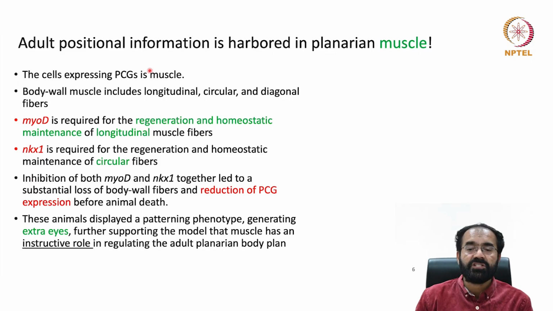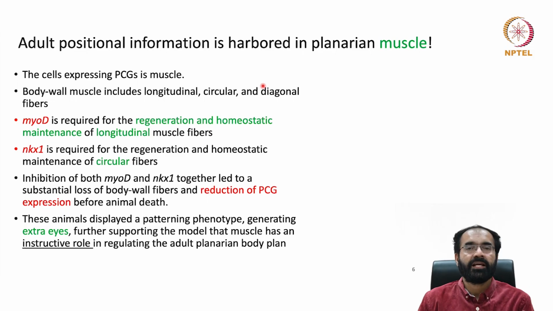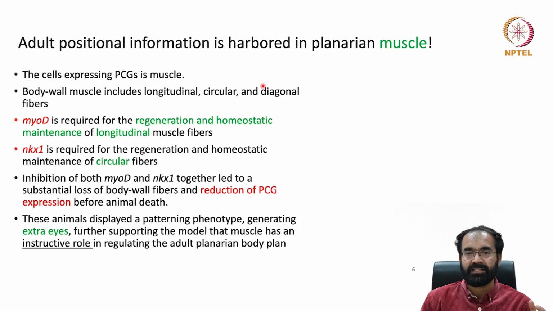So adult positional information is harbored in planarian muscle. So far we have been saying PCGs are there, position control genes are there, but where are they located? Who is holding them? What is their address? So we know the muscles are static cells. They are part of your skeleton, kind of. Your musculature is fixed. Although they can move relatively based on their contraction, they are not moving from one place to another.